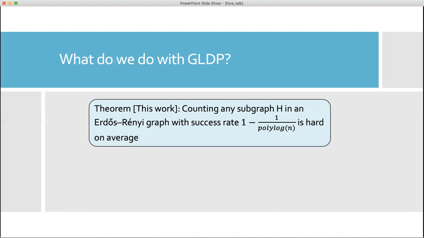Now let's see what this framework gives us. So first, we show that counting any subgraph H in an Erdős-Rényi graph with success rate 1 minus 1 over polylog n is hard on average. And this was stated as an open problem in BBB, and they only proved it for counting K-cliques.